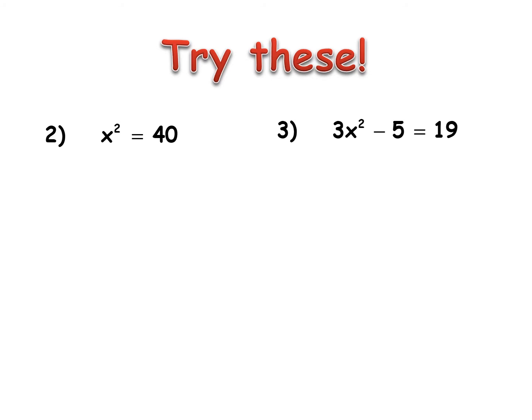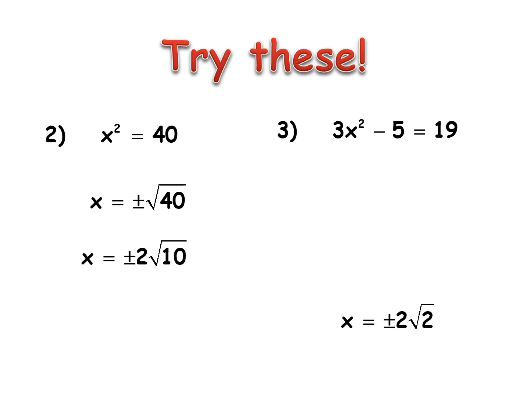Let's see if you got them right. So number 2 is plus or minus 2 square root of 10. Again, don't forget your plus or minus. Right? If I square root both sides, I get plus or minus the square root of 40. Then, of course, you have to simplify the square root of 40. Number 3, did you get plus or minus 2 square root of 2?